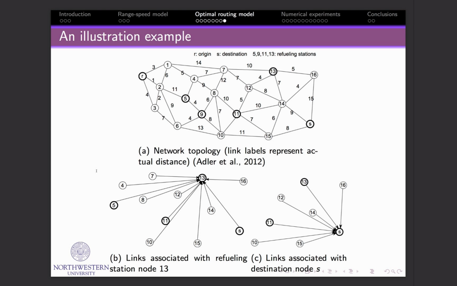So with the auxiliary network, the long distance trip becomes available because the vehicle can go through the refueling nodes to refuel and extend its range, and thus eventually reach the destination.